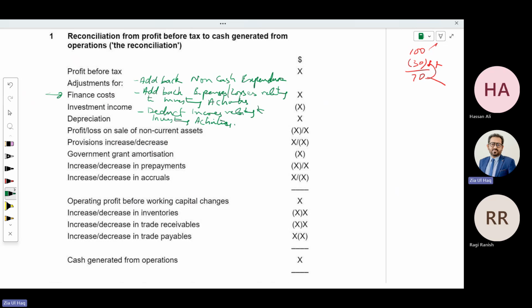Investment income. Income relating to investing activities, relating to assets, we will deduct. Depreciation, non-cash expenditure, add back. Profit or loss on sale of non-current assets. If it is a profit, that is income, we need to deduct. If it is a loss, that is what? Add back.